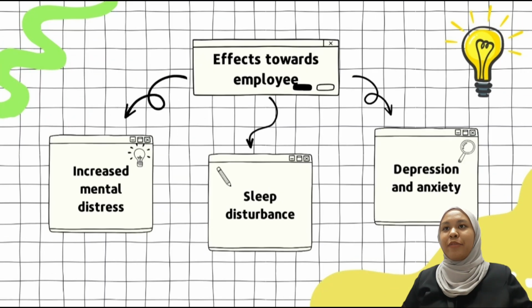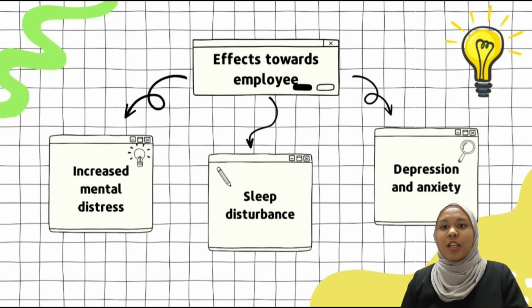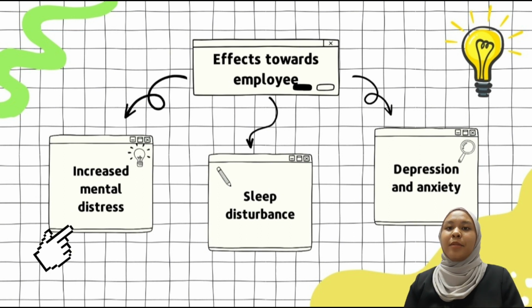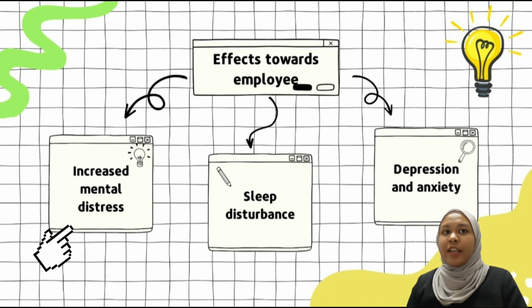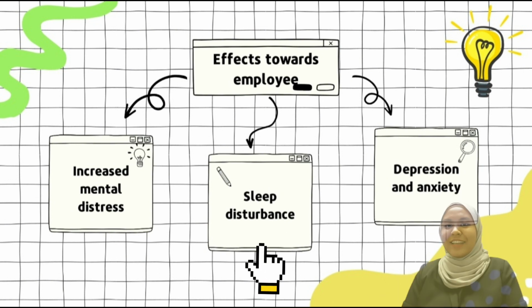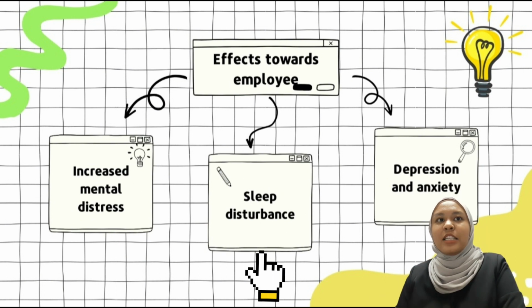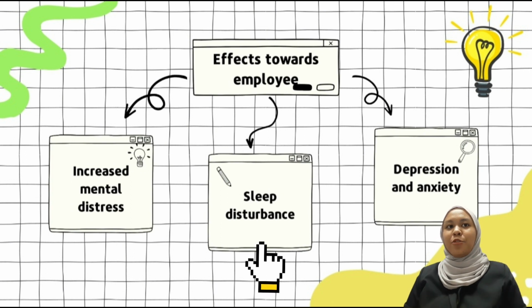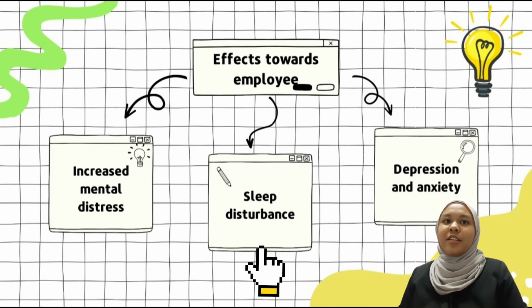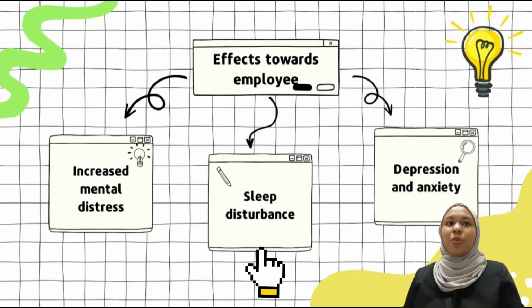Next, I'll be sharing with you the effects towards employees. The first point will be an increase in mental distress. Employees experiencing power abuse can lead to feelings of helplessness and self-doubt. This impact not only can impede an individual's professional growth, but also significantly decrease their quality of life. And the next effect is sleep disturbance. Sleep disturbance can make it more challenging to maintain focus and attention. Extended work, high workload, and emotional work demands were significant factors for sleep disturbance.